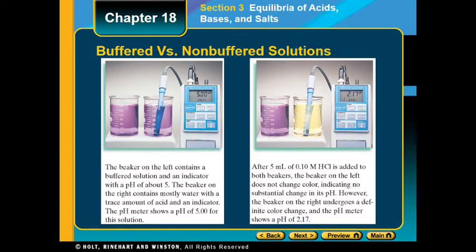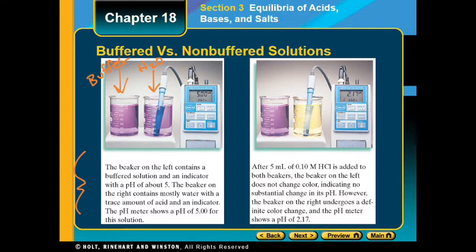In this picture right here, they are talking about the beaker on the left, which is going to contain your buffered solution. On the right, we're going to have a beaker that has mostly water in it with just a little bit of acid. So I'm just going to write water over here right now. We have a pH indicator that is put into both of these, and we've already done our lab with the pH indicators.